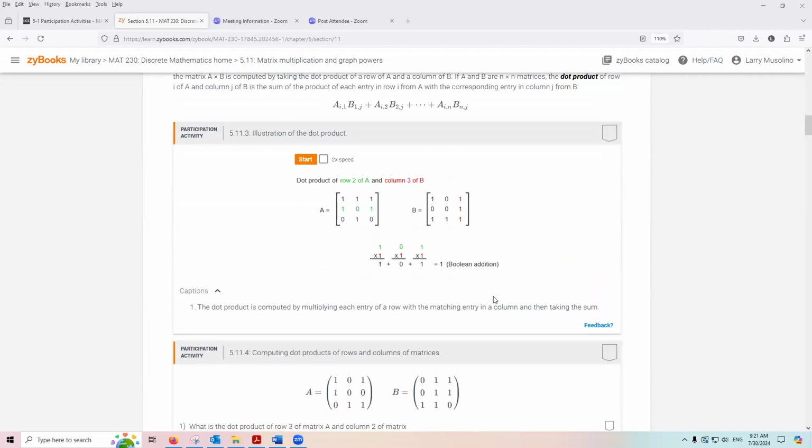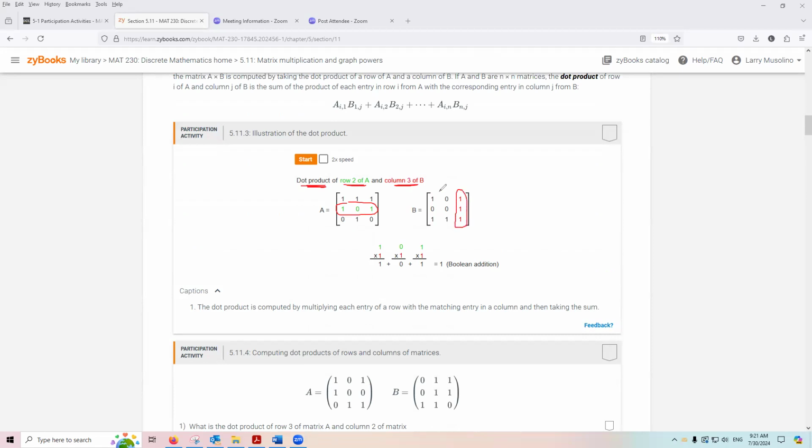Yep, let's come here. All right. And so this one is a Boolean example. It says, what is the dot product of row 2 of A? Here's row 2 of A, and column 3 of B. Here's column 3.